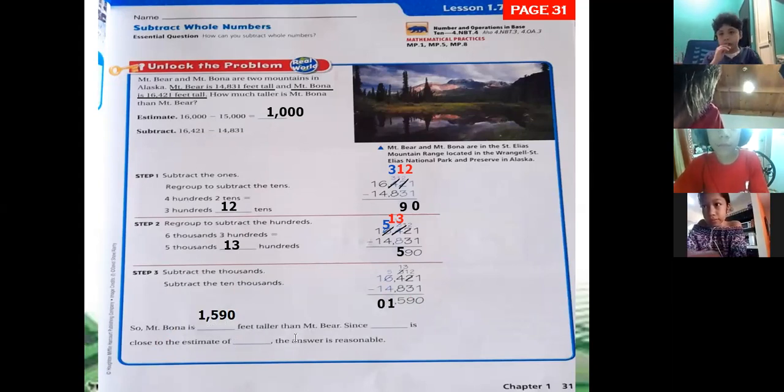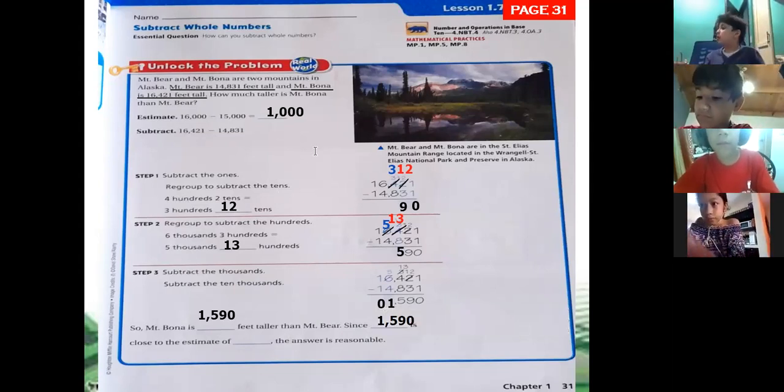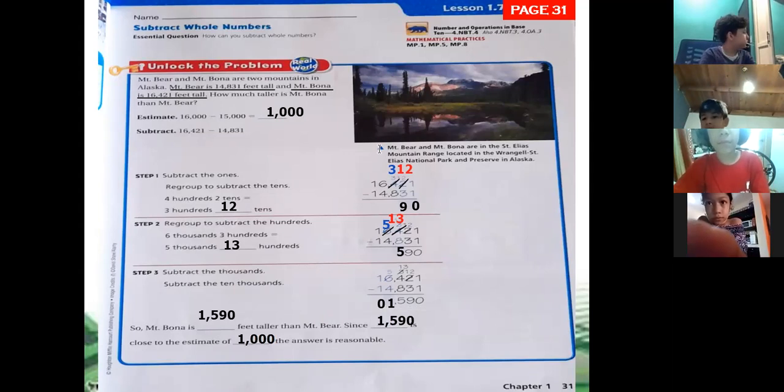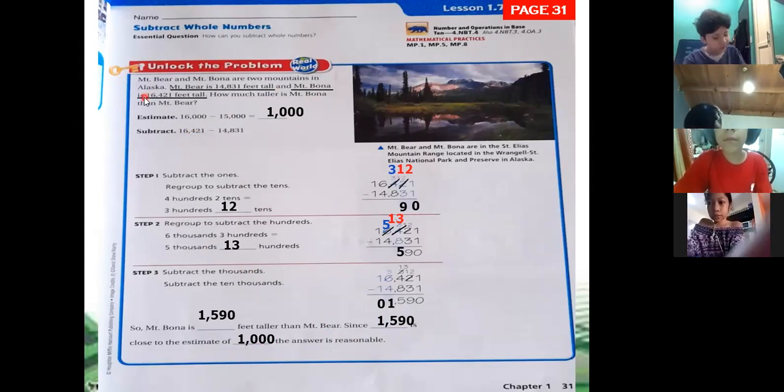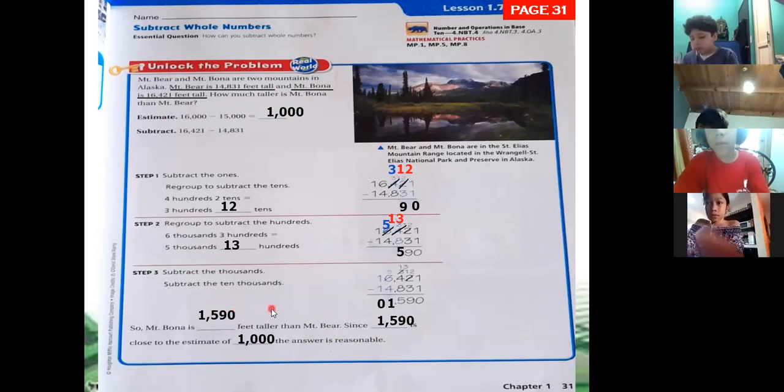1,590 feet taller than Monty Bear since 1,590 is close to the estimate. What was the answer of the estimate? We find out that it was just 1,000. The estimate of 1,000. The answer is reasonable. So in the answer, we're just comparing the answer of the estimate with the answer that we got. So the answer of how much taller is Mountain Bonnet than Mountain Bear is that Mountain Bonnet is 1,590 feet taller than Mountain Bear. Mountain Bonnet is taller than the other mountain.